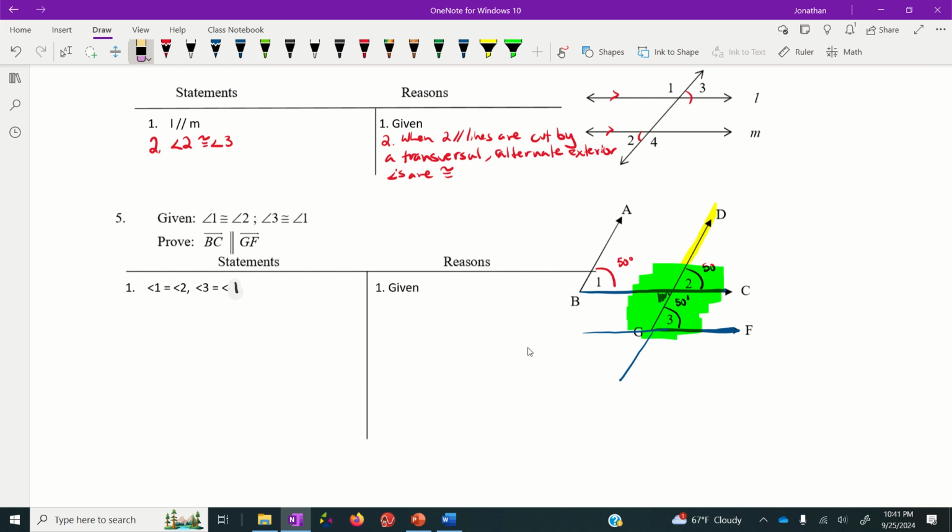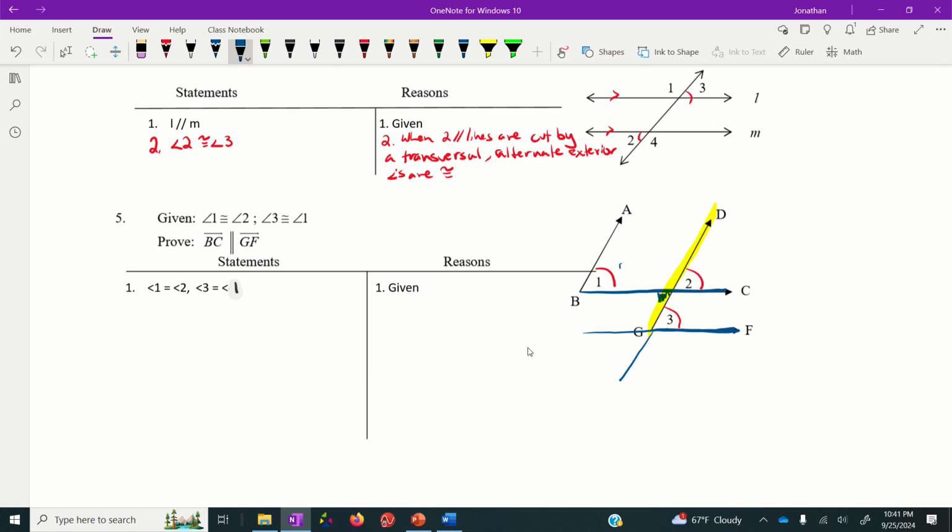Hopefully you just saw that they're corresponding angles. Good. So if we could get these two angles congruent, because they're corresponding, that would force these lines to be parallel, and that's the idea here. Okay? Now, if you notice, we have 1 congruent to 2. These two angles are equal.